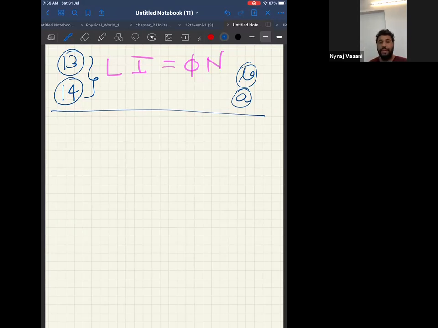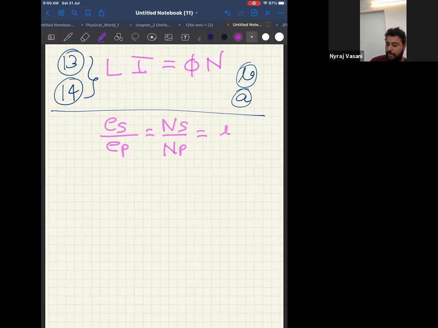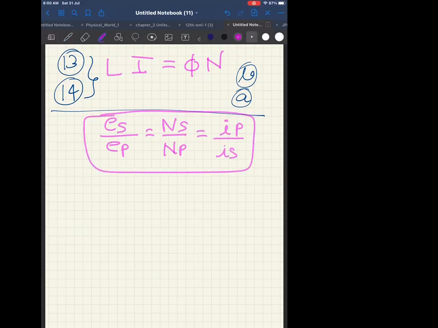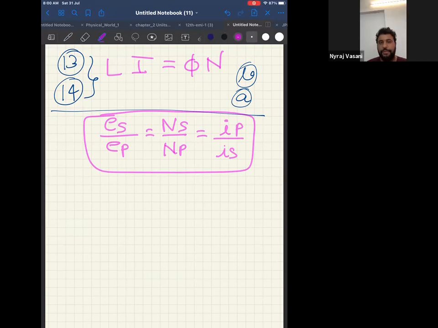Okay, now before we go to the next set of questions, let me tell you one formula again. The transformer equation: ES by EP is equal to NS by NP is equal to IP by IS. Remember this formula. Based on this formula, we will solve many problems because these are the questions that come in NEET. ES is voltage of the secondary, EP is voltage of the primary, NS number of turns in secondary, NP number of turns in primary, IP current of primary, and IS is current of secondary.